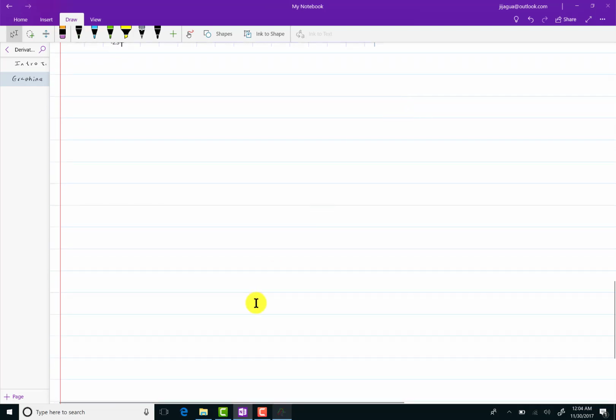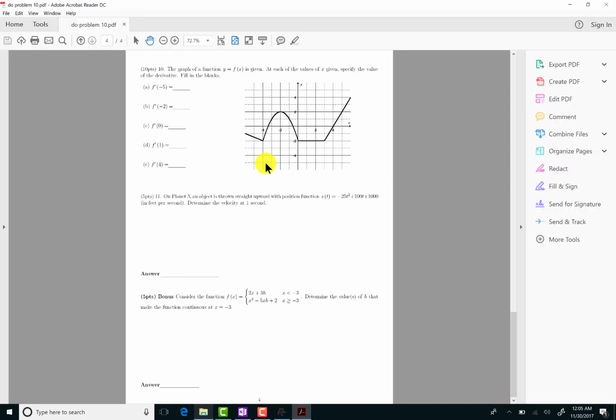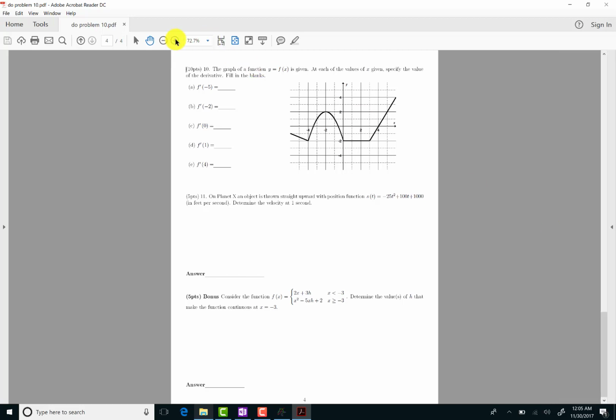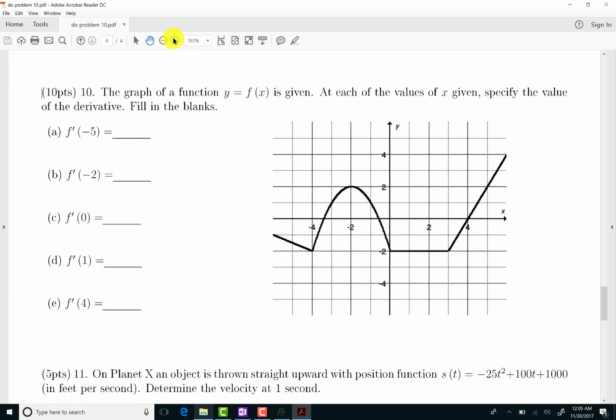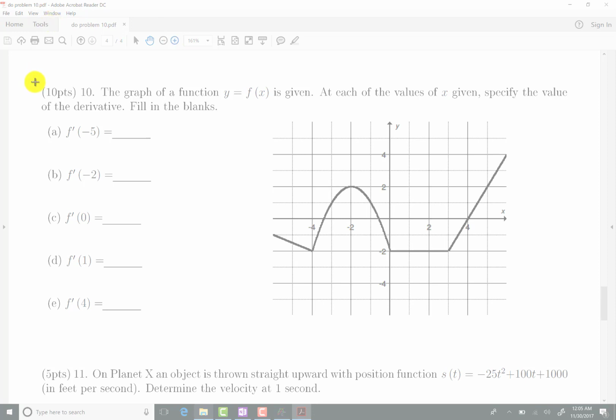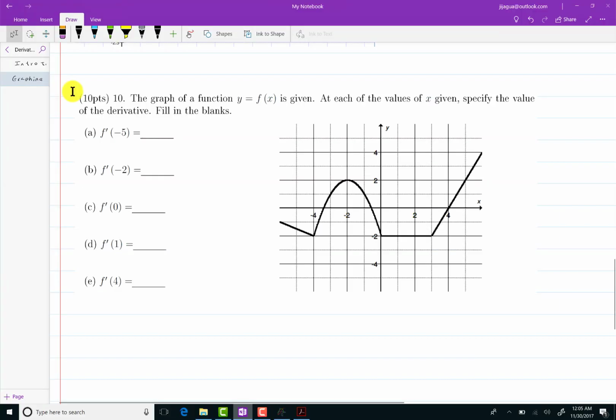And then finally, one last thing to consider, and it's an old test, and not that old. It comes from, I think it's 2017, and I'll increase these as needed. This guy right here, number 10, that's exactly what I wanted. See if I can make it the full screen. Okay, good. Let me take this thing and answer the questions that are given. Alrighty. What you have here is the graph of a function f of x is given. At each of the values of x given, specify the value of the derivative, fill in the blanks.